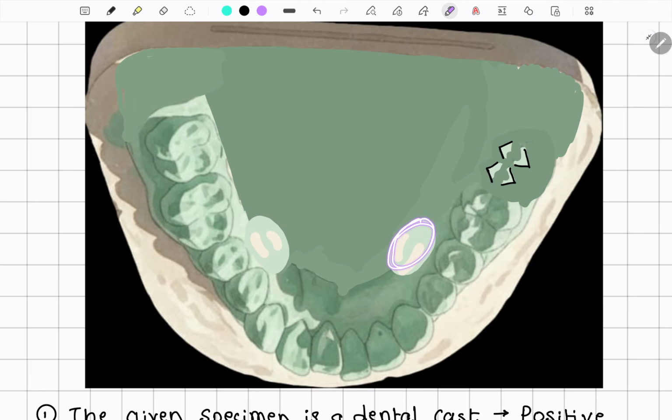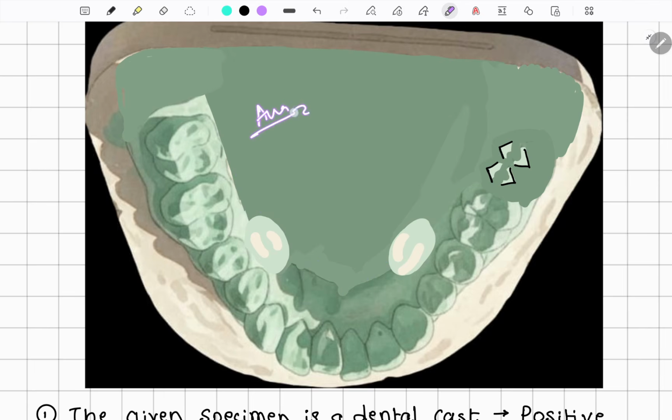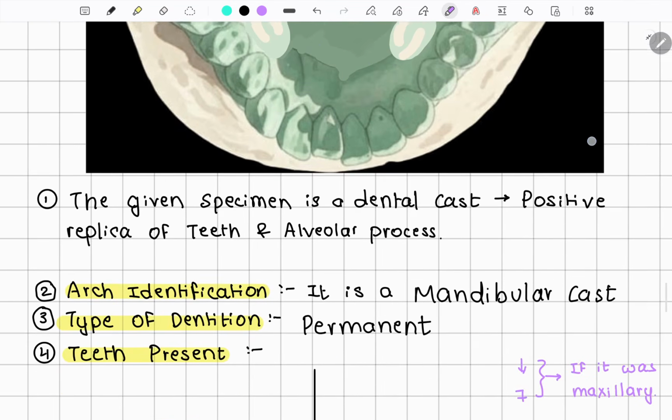And these are the mandibular tori which are present. So these are the anomalies which are present in the cast. And this is the alveolingual sulcus, and this is the tongue space. So this is a mandibular cast, a completely permanent cast, and anomalies are also present in this cast. So let's see how we will write for this cast.